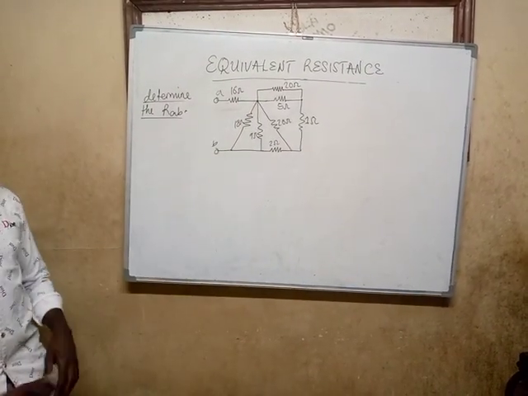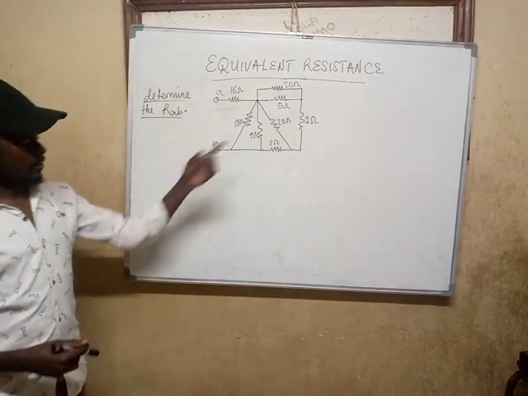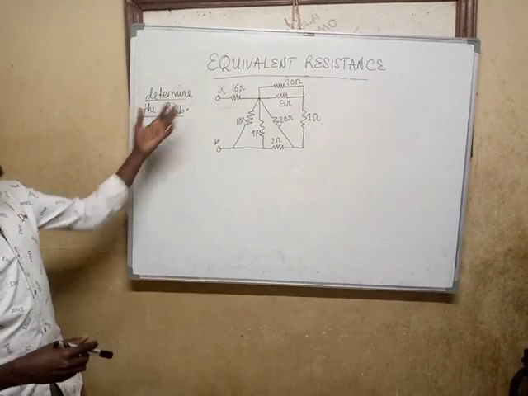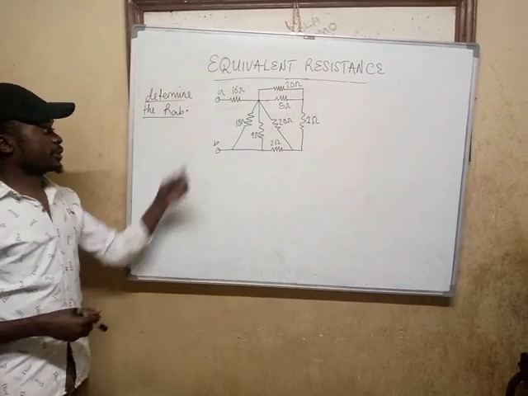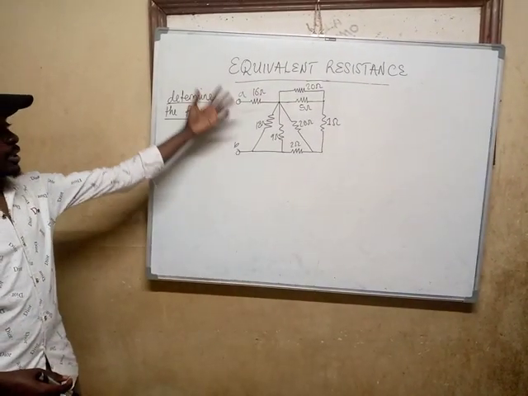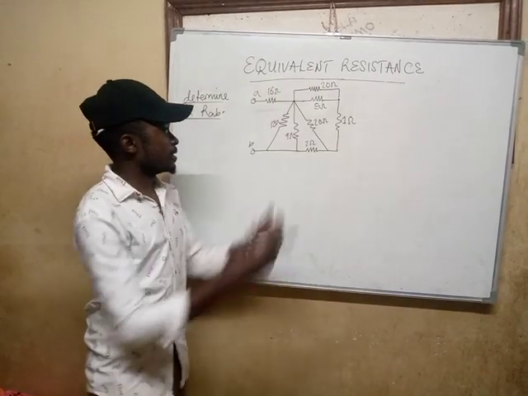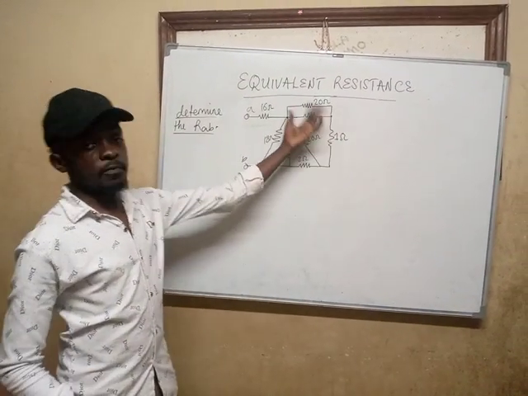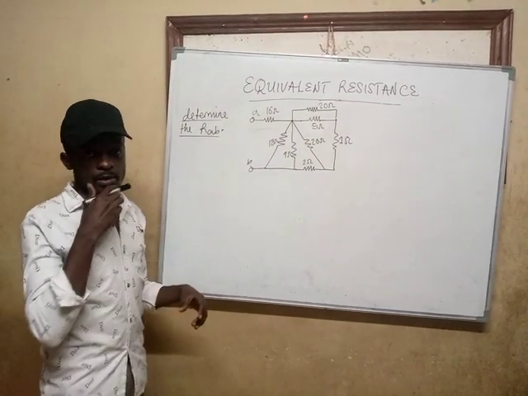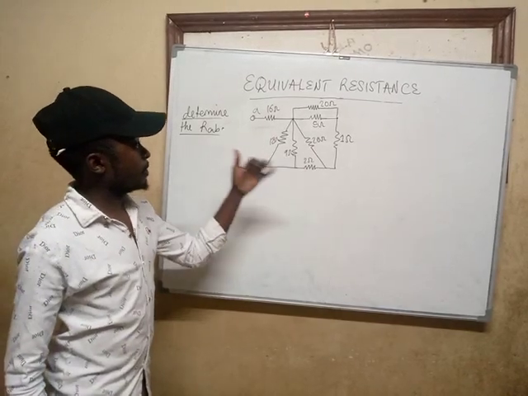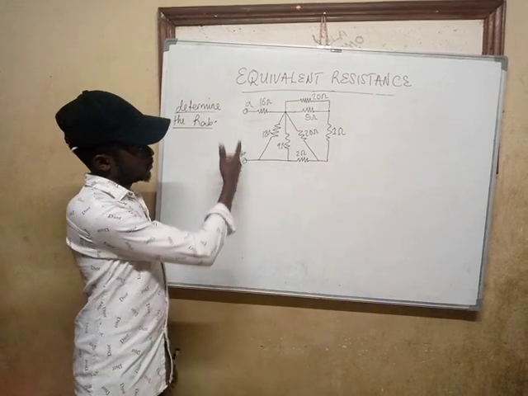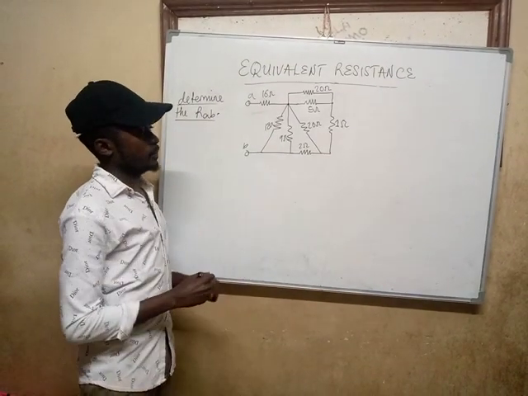We are going to go through a certain problem on equivalent resistance. This is our problem on the board. We have been asked to determine the resistance across AB. Now, the resistance across AB is simply the equivalent resistance as a result of all these resistors in our circuit. There are important things that we must know for us to be able to solve this problem.